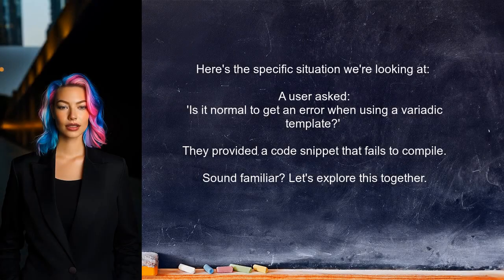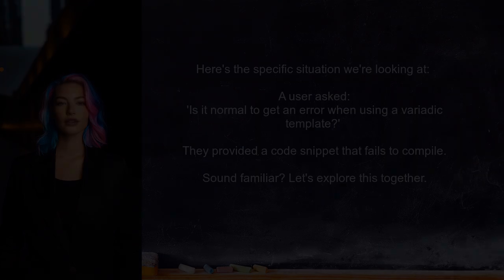Here's the specific situation we're looking at. A user recently asked, is it normal to get an error when using a variadic template like this? They provided a code snippet that fails to compile, and they want to know if this is a bug or expected behavior. Sound familiar? Let's explore this together.